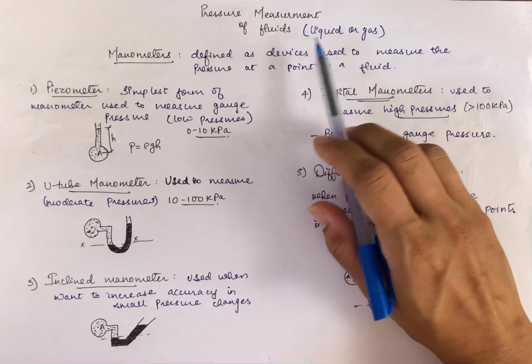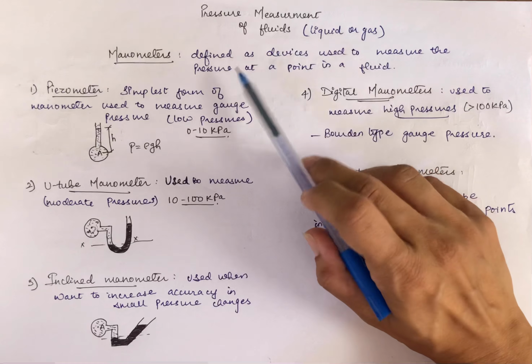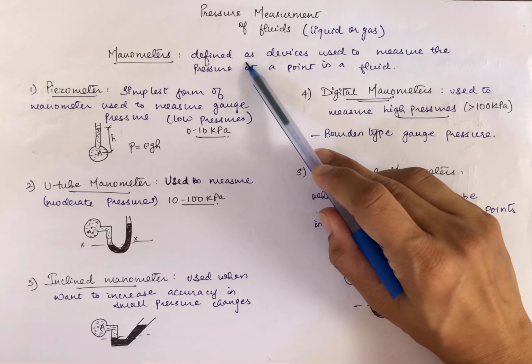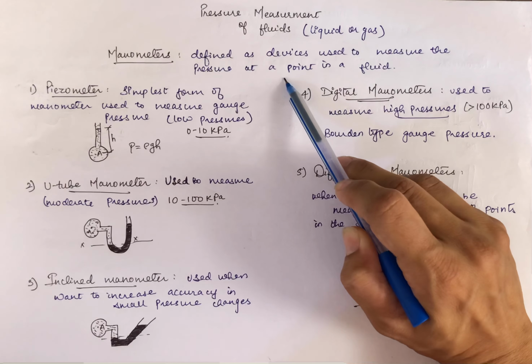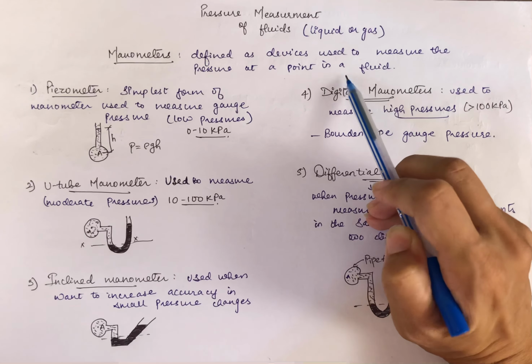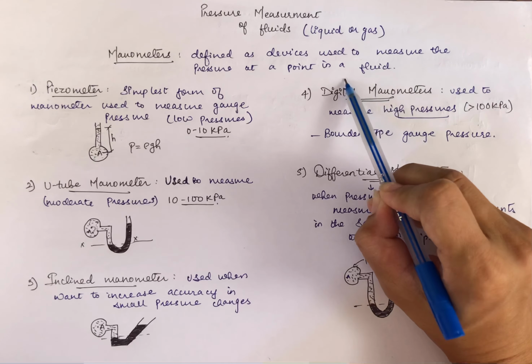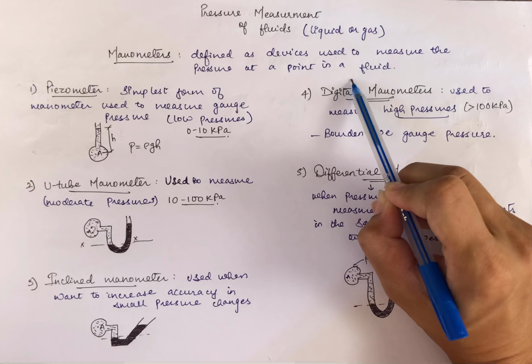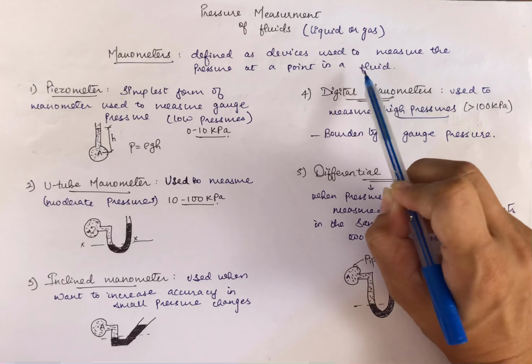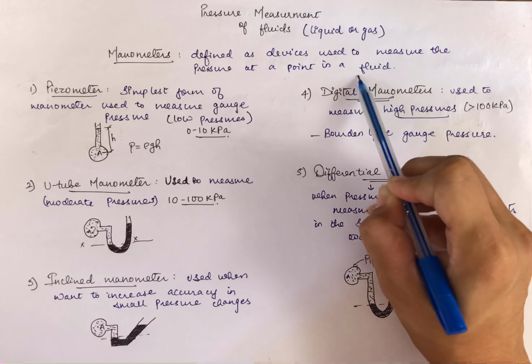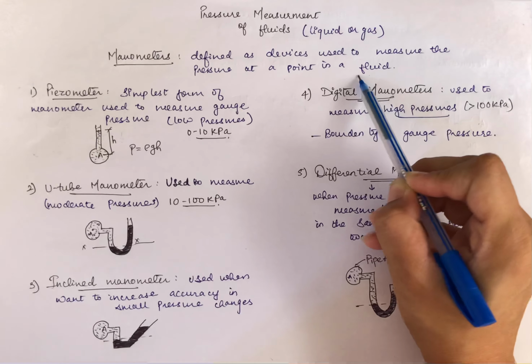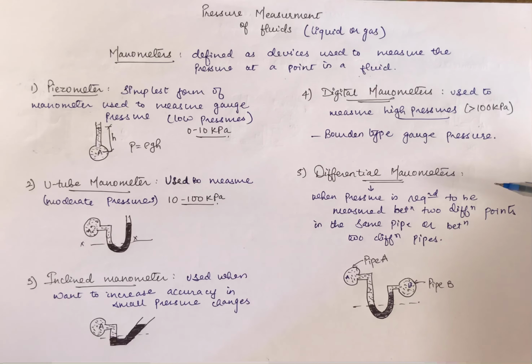That fluid could be liquid or gas. So manometers are the devices which are used to measure the pressure at a point in a fluid, and they work on the principle that the pressure of a fluid is measured with a reference, and that reference could be atmospheric pressure or vacuum pressure. Manometers are classified into 5 categories, as you can see over here.